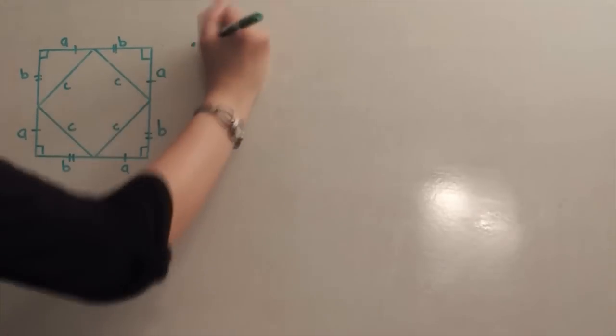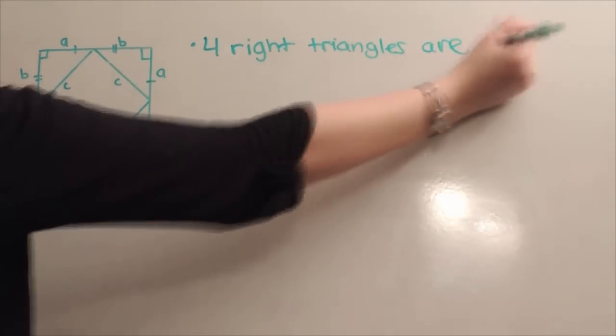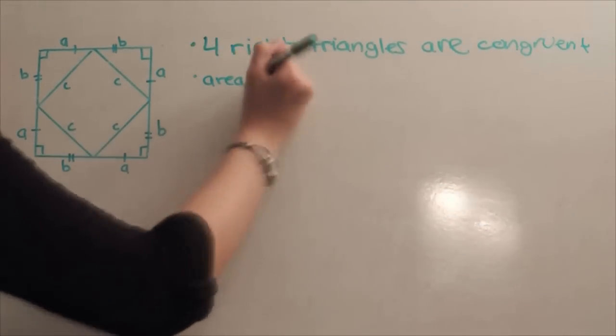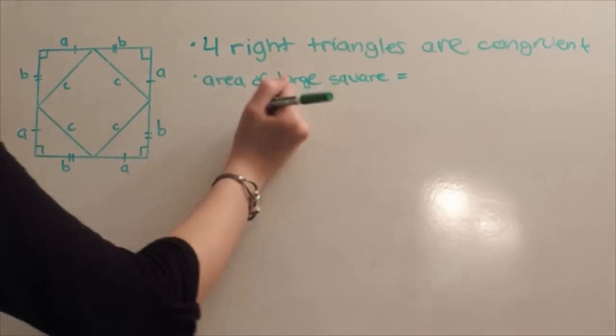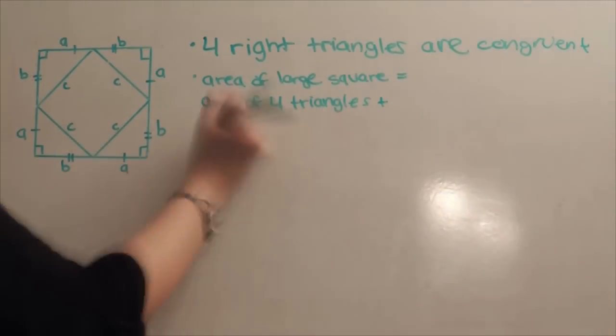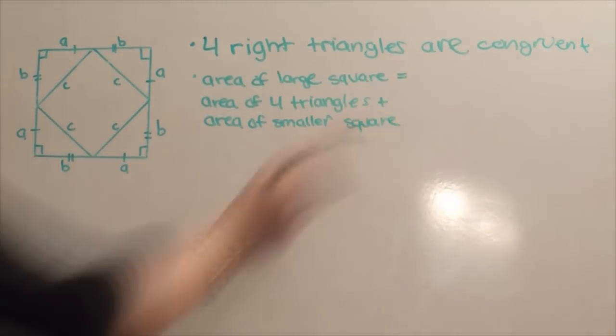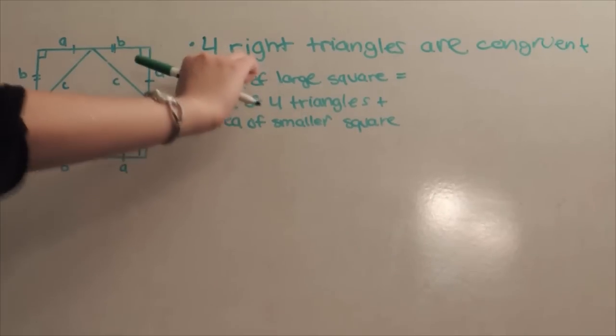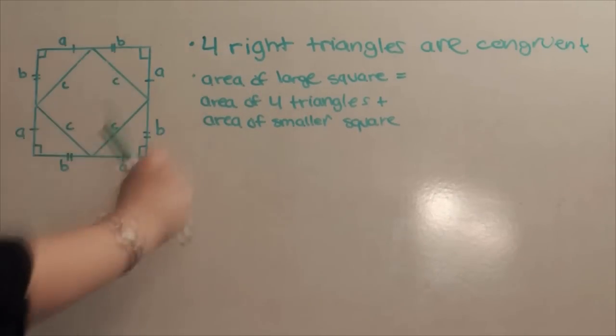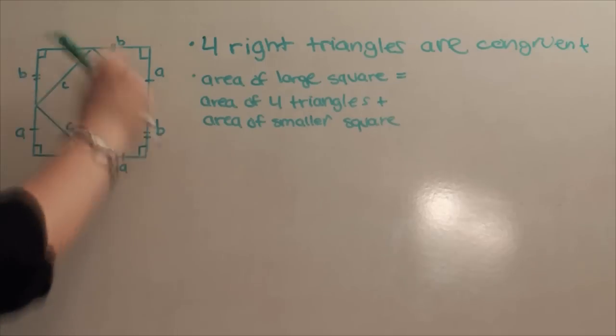To prove the Pythagorean theorem, we're going to show you an informal proof. As you can see in the diagram, there are 4 right triangles in the corners that are all congruent. They also form a smaller square in between. Because of this, you can see that the area of the larger square will be equal to the area of the 4 triangles and the area of the smaller square that they form in between.